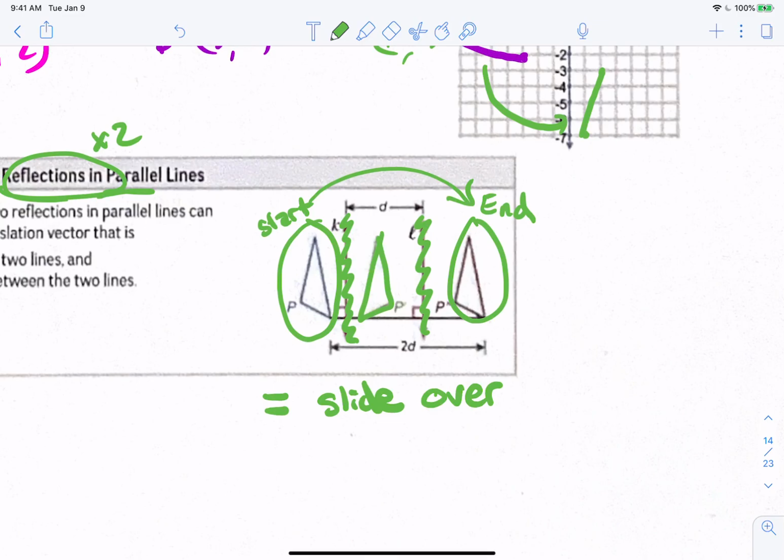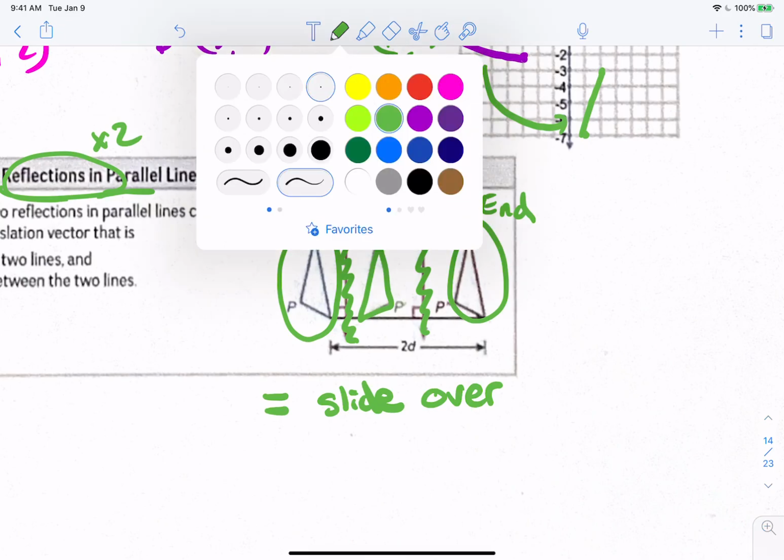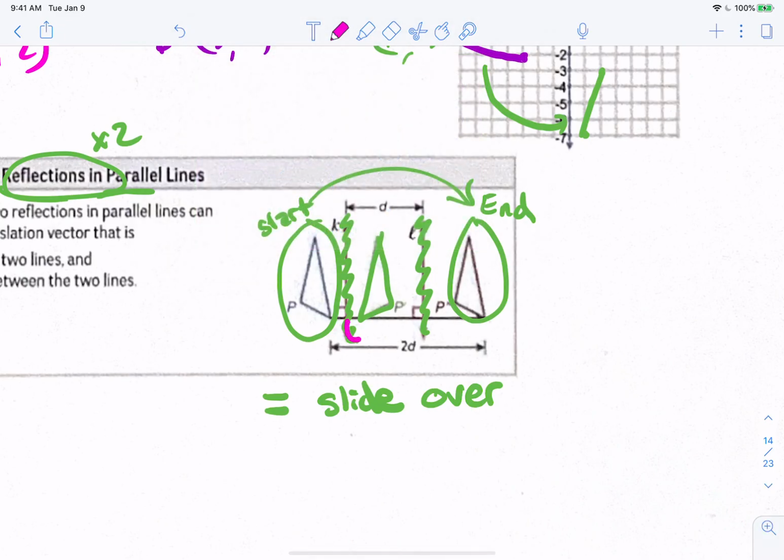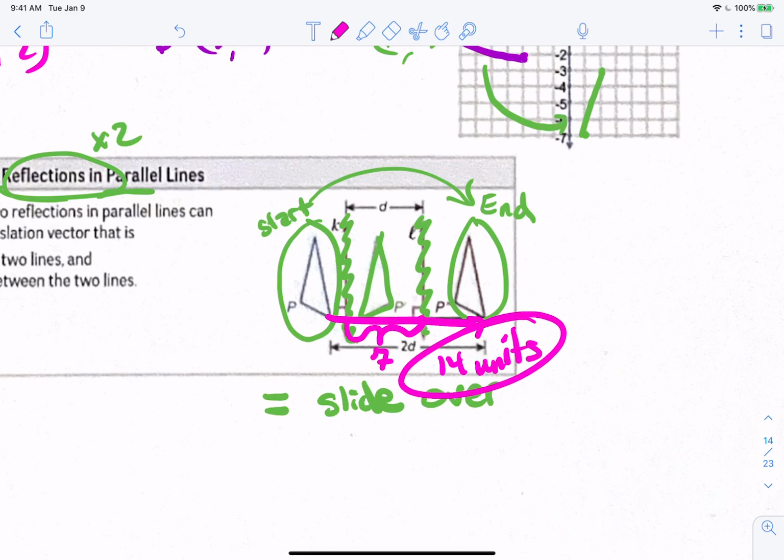But the distance that you are sliding over, okay, here's the important part. Let's say this distance right here is 7. You are actually sliding him over 14 units because it's double the distance, right? If the parallel lines are 7 units apart, then you're sliding him over 14 units. You're sliding him double, okay? Good?